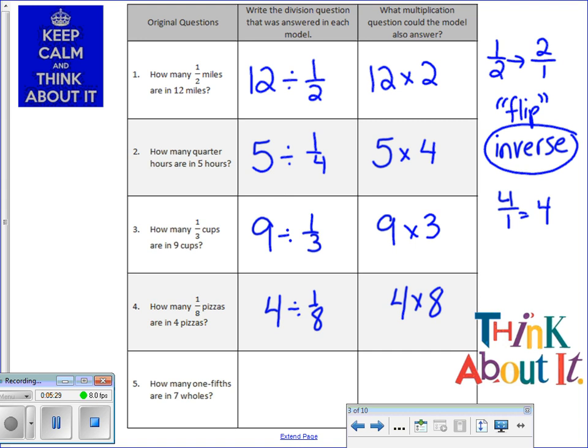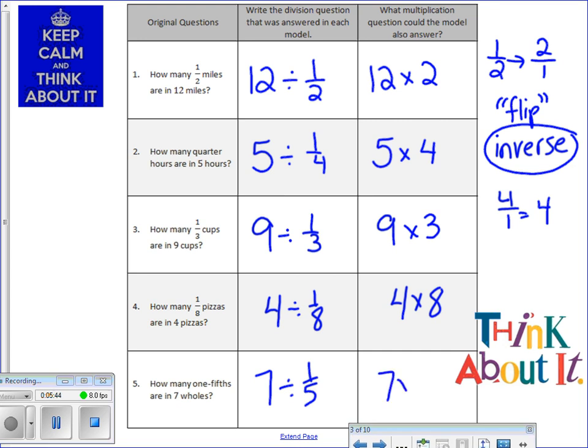All right, so how many 1/5 are in 7 wholes? So what is it that I have? What do I have? I have 7, and I'm dividing it into 5ths. So that's 7 times 5. All right, let's take a look at the next page.